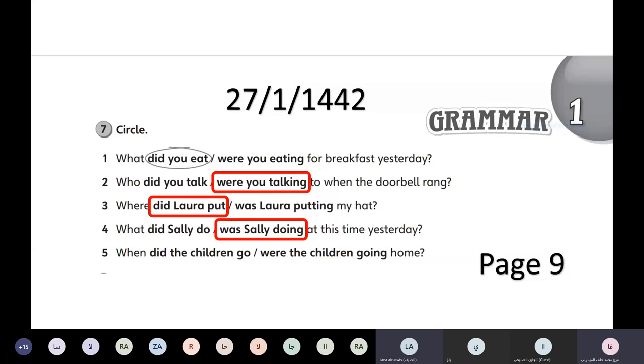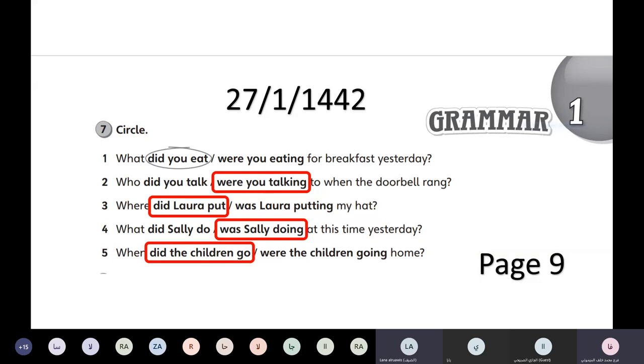When were the children going home? No. Here we don't have at this time, and we don't have a clock. When did the children go? Very good, Lana. Be careful. It's okay. We are practicing. This is the first day we take this lesson. So here we don't have anything, not at this time, not a clock, and no other sentence, okay? It's okay, Lana. Thank you, honey.